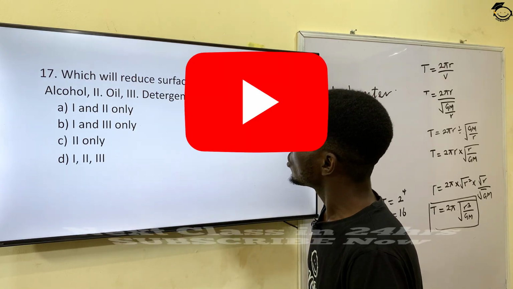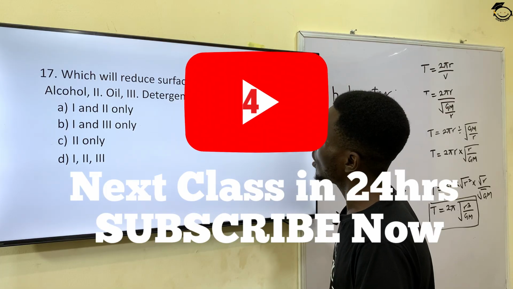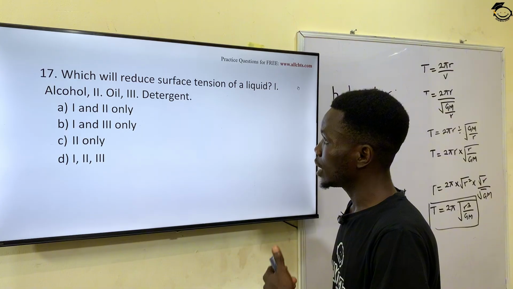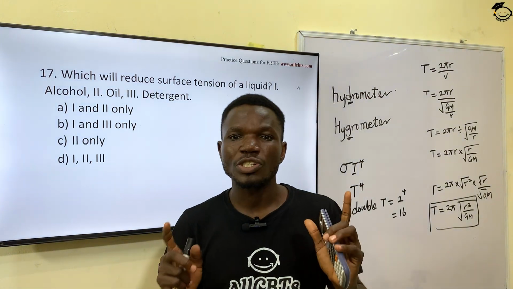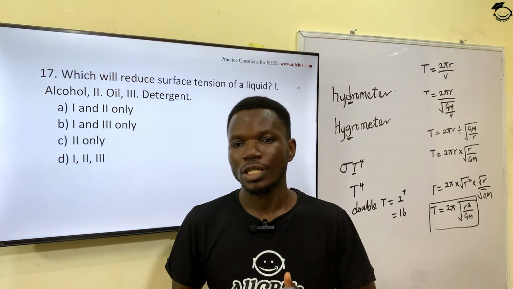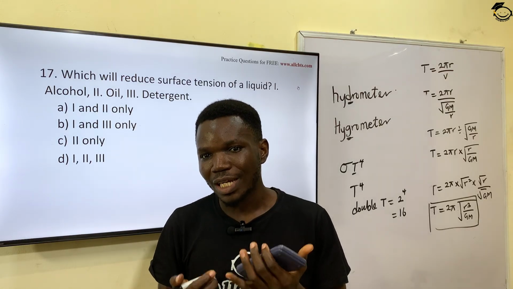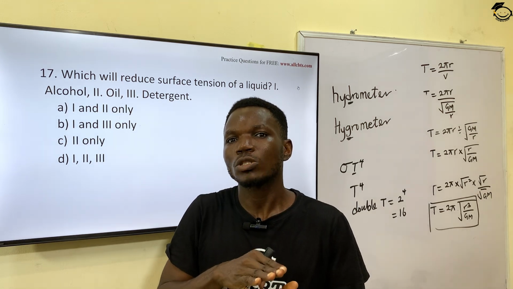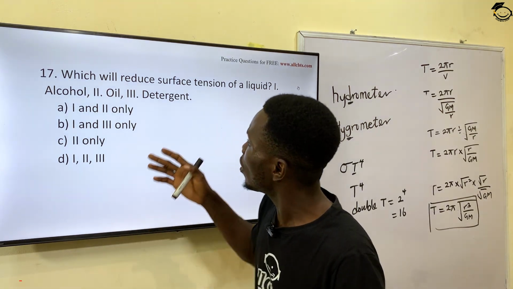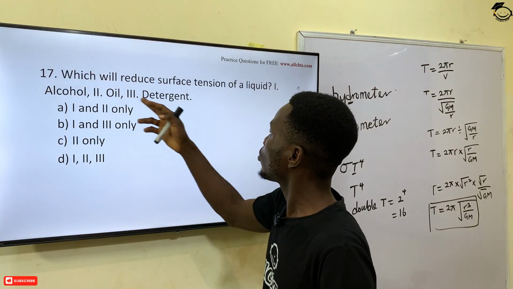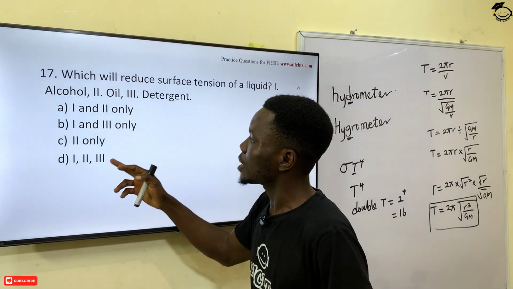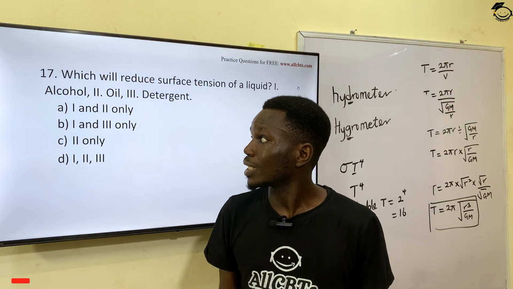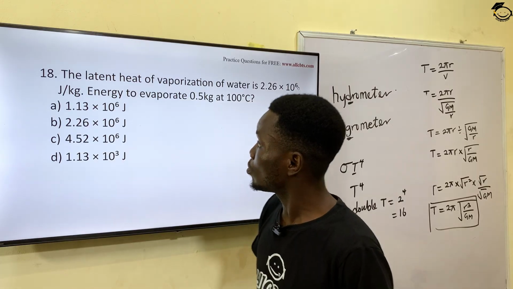So that takes us to the next question here, which is question number 17. It says, which will reduce surface tension of a liquid? Remember, figure 1 says alcohol, figure 2 says oil, and figure 3 says detergent. Please note that all 3 substances will reduce surface tension, and all 3 will affect the rate at which a substance is able to remain on top of water or on top of a liquid. So surface tension will reduce when you add any one of these 3. So the correct answer is I, II and III, which is what? Option D.